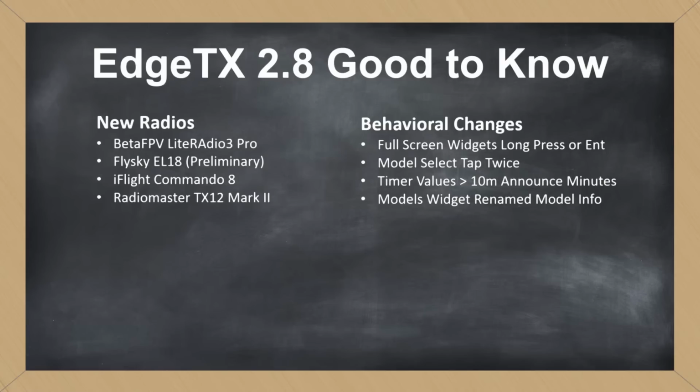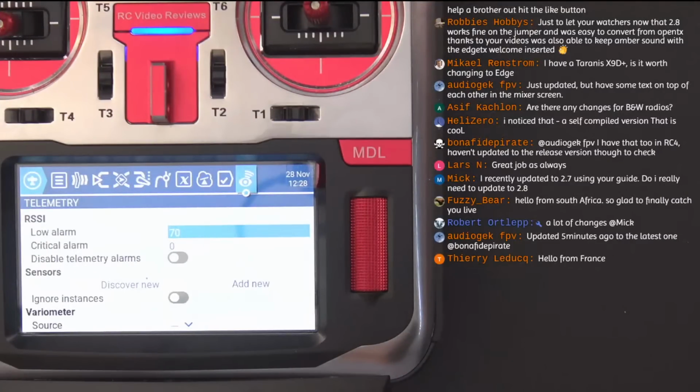Timer values greater than 10 minutes will announce it in minutes, which is good. And then model widgets renamed model info. So just a couple little behavioral changes for you guys there. And that's that. So next thing I'm gonna do is check questions one more time.